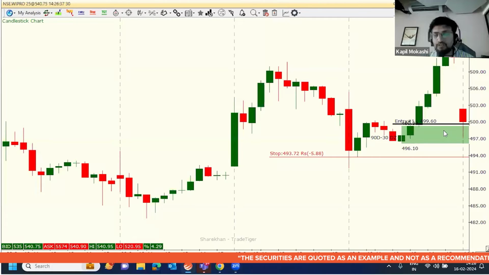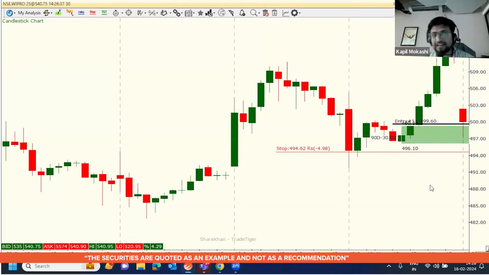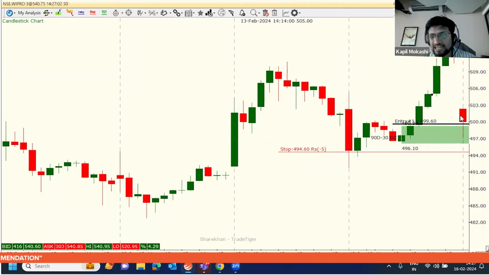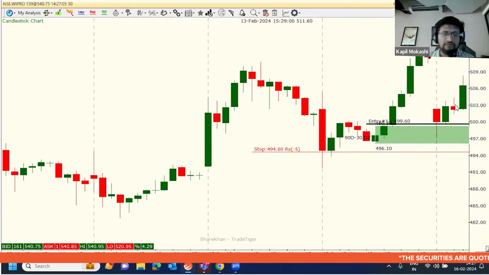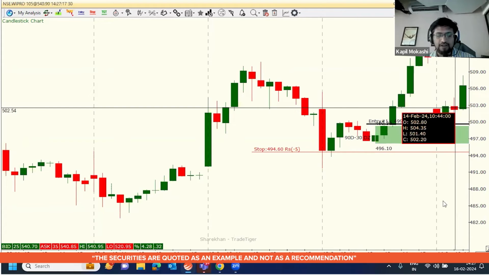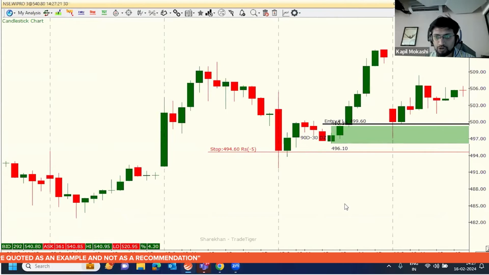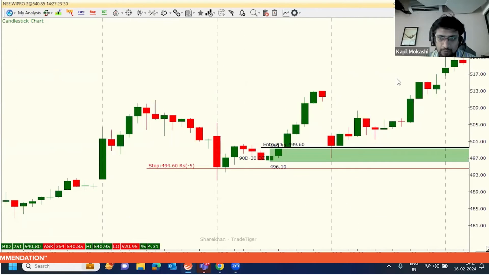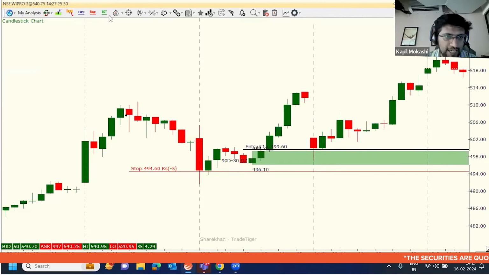We were expecting that it would work in our favor. We were at around 10:30, and till that time Wipro hadn't done much. It was around 502, 503. However, post 11 a.m., it really picked up strong momentum, and we saw Wipro going up all the way to 515, which was our eventual target.